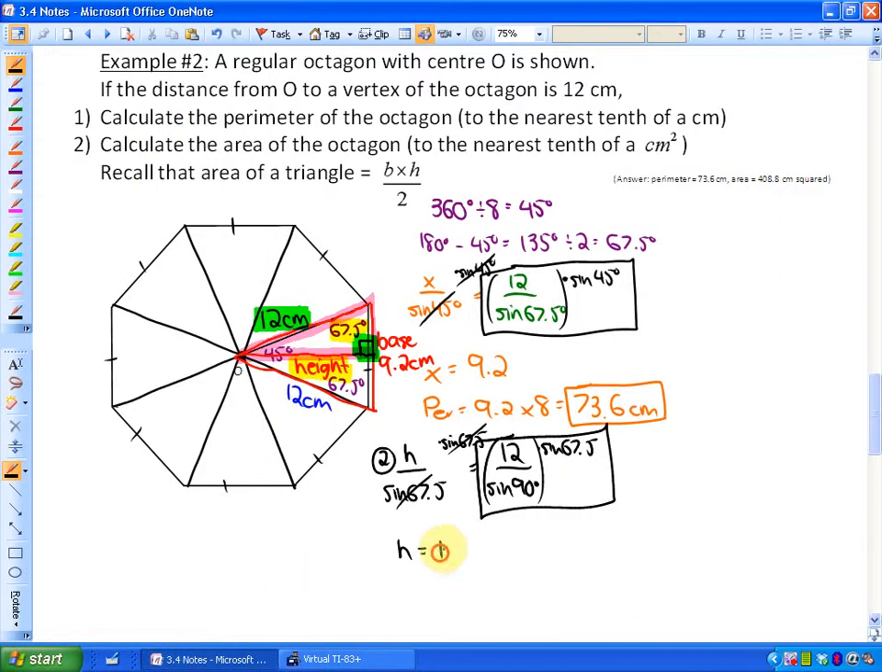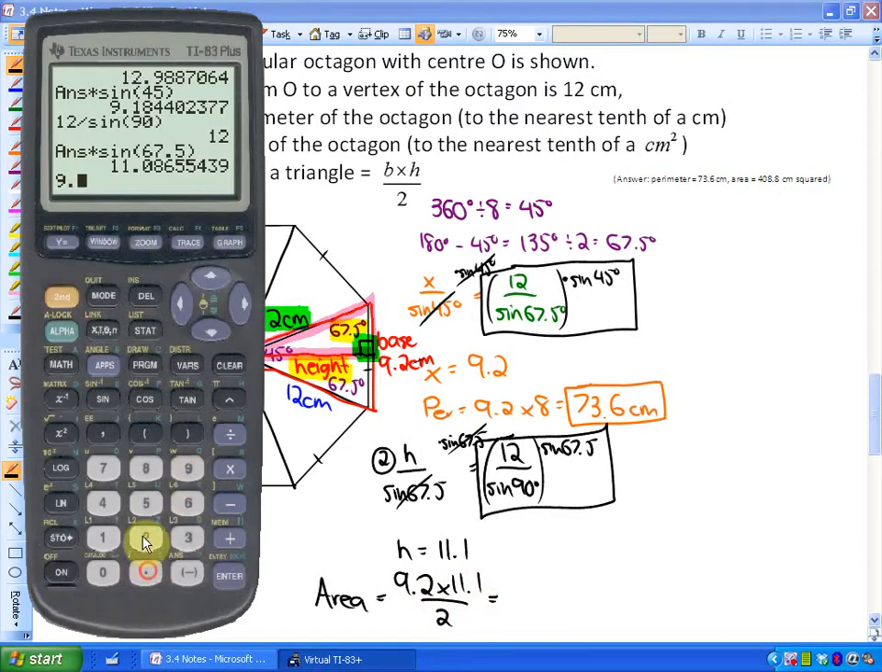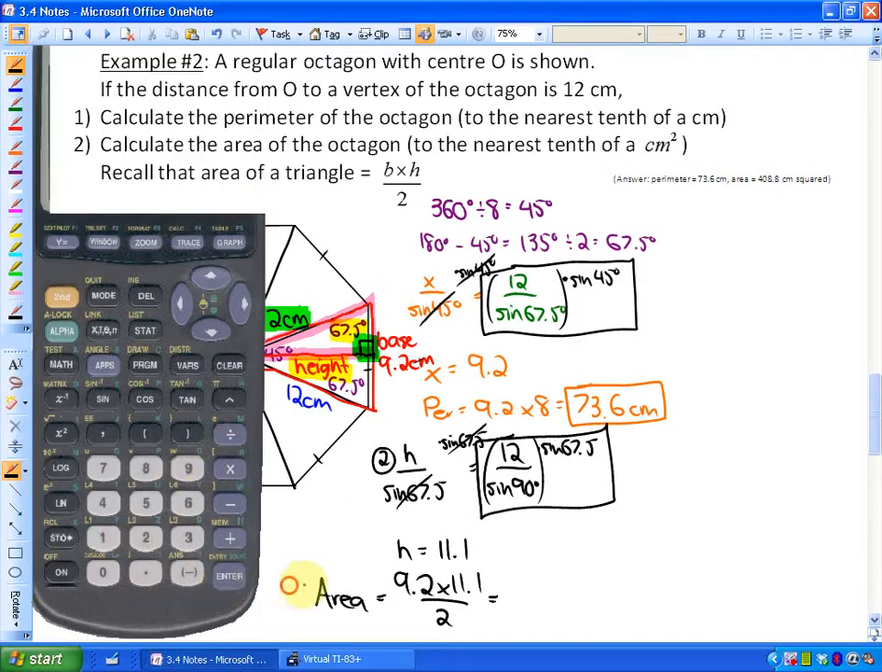So it's 11.1 height. So that means that the area of one triangle is base, which is 9.2, right here, times height, divided by 2. So 9.2 times roughly 11.1 divided by 2 is 51.06.